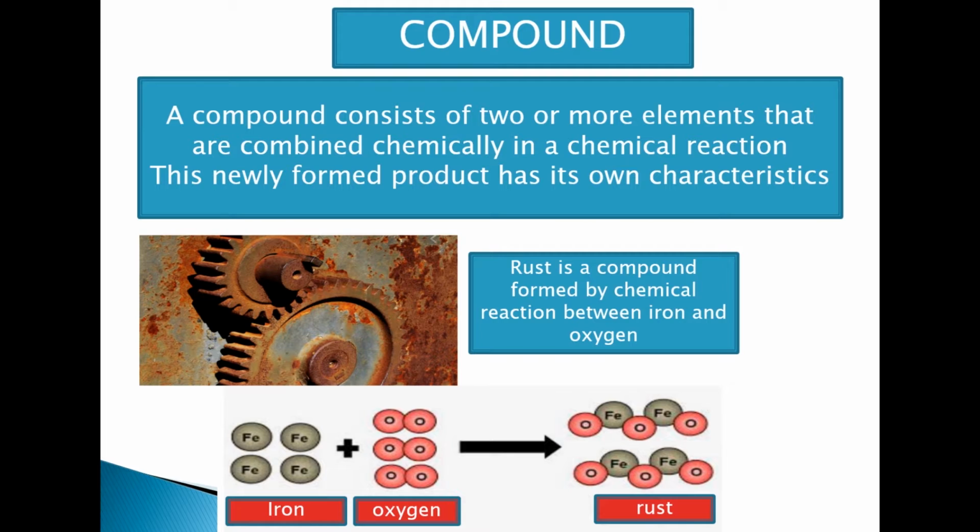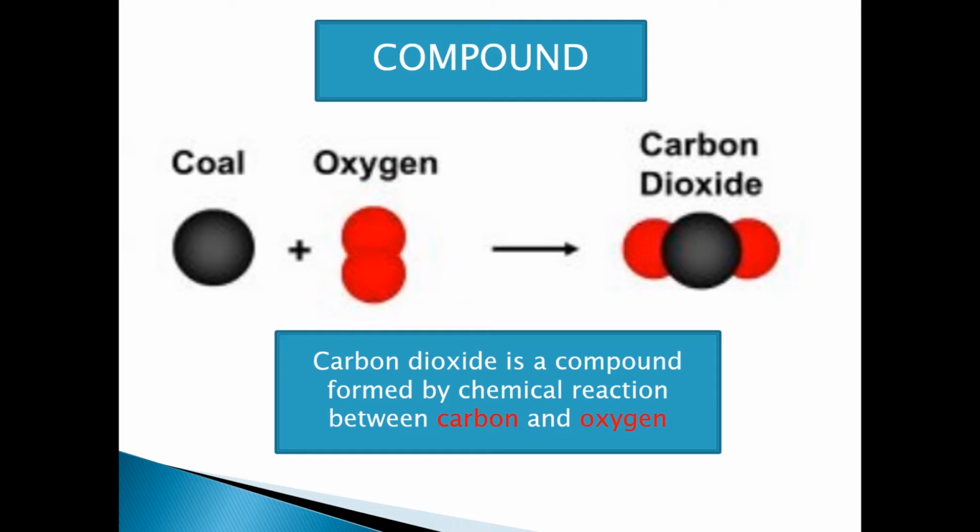A compound consists of two or more elements that are combined chemically in a chemical reaction. This newly formed product has its own characteristics. For example, rust is a compound formed by chemical reaction between iron and oxygen. Unlike mixtures that can mix in any proportion, in the formation of a compound, the proportion of these elements is fixed. For example, carbon dioxide is a compound formed by chemical reaction between carbon and oxygen.